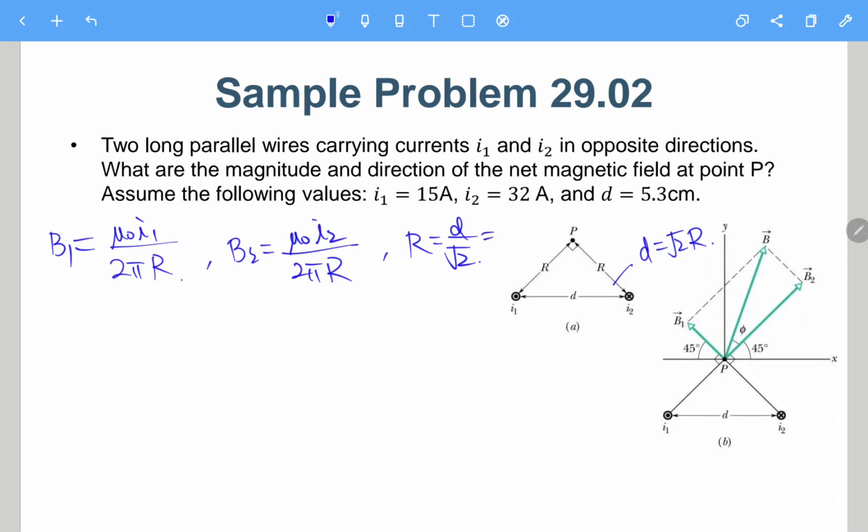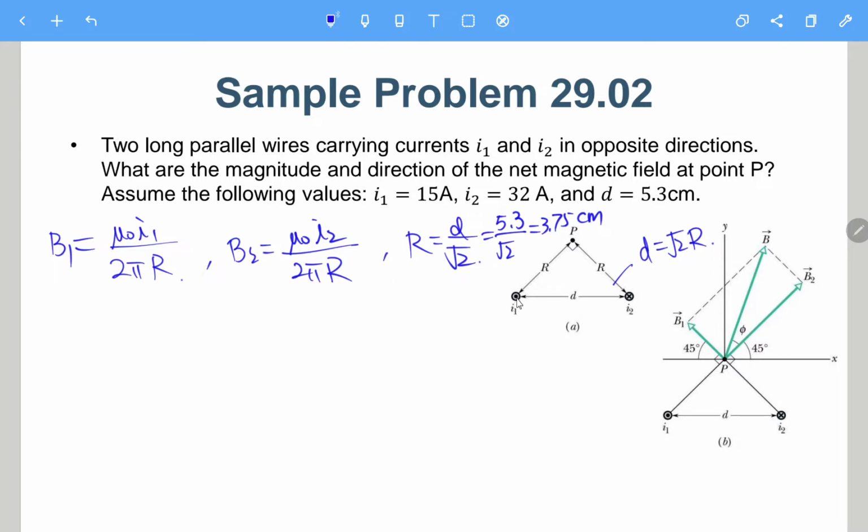Which is 5.3 over square root of 2, which is 3.75 centimeter. In this case we need to add these two B fields together, but they are not pointing in the same direction, so we must consider carefully. Let's consider the direction generated by I1 first.